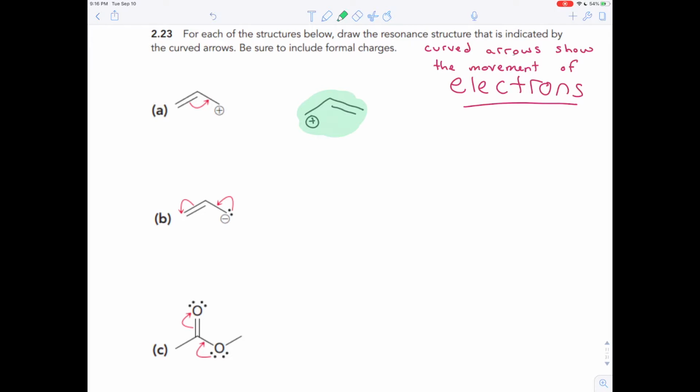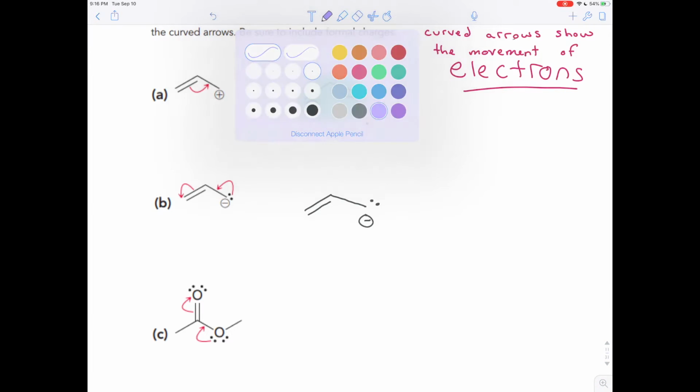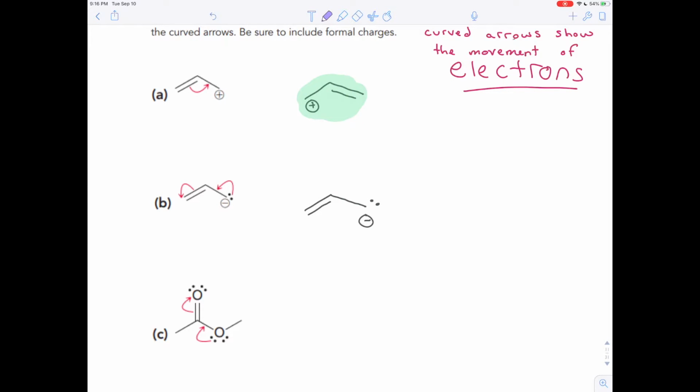All right, let's try to apply that same procedure to B. So the first step here is just draw the same atoms exactly as they are. Draw the whole molecule exactly as it is. Lone pairs, negative charge. Just don't include the curved arrows. Next step, in order to figure out the correct formal charges later, it'll be useful to draw in the hydrogens before we move electrons around.